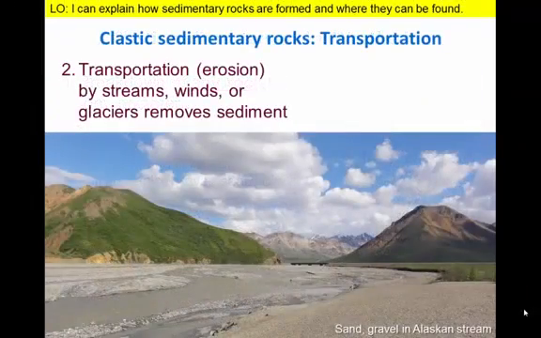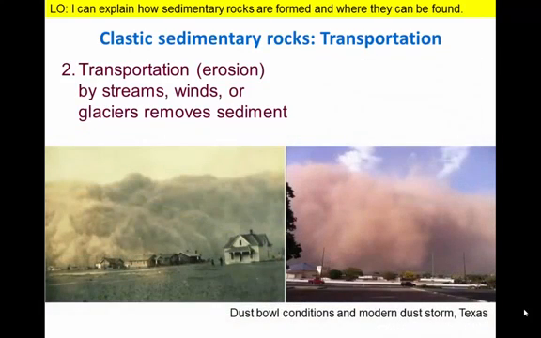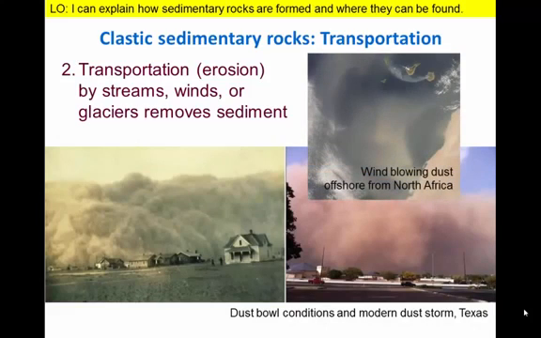Sediment is eroded by transportation agents such as streams. For example, this river in Alaska is carrying a high sediment load as reflected by the muddy color of the water and the sand and gravel bars within the stream channel. Sediment is also eroded by winds. Much of the topsoil of western Oklahoma and northern Texas was blown away during the Dust Bowl era in the 1930s. And we see similar dust storms known as haboobs today in drought-stricken western states.